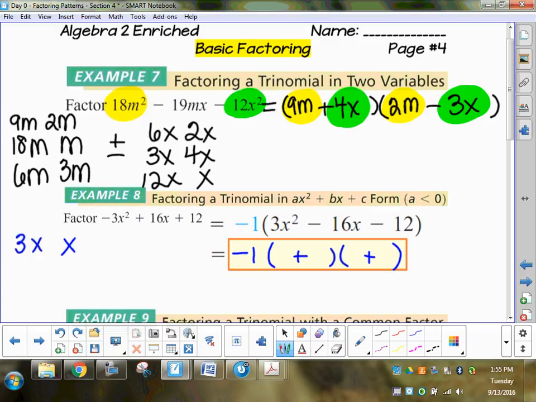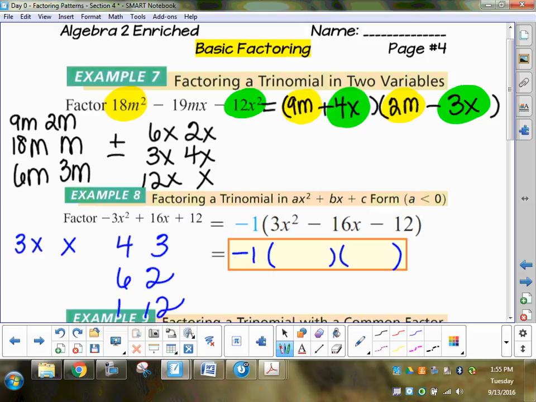Who can tell me what the candidates that could go in these positions over here are? Who can tell me what those candidates for the last value are going to be? How do we multiply to 12? 4 and 3. We could do 4 and 3. Hands up, please. You can tell me another one besides 4 and 3.